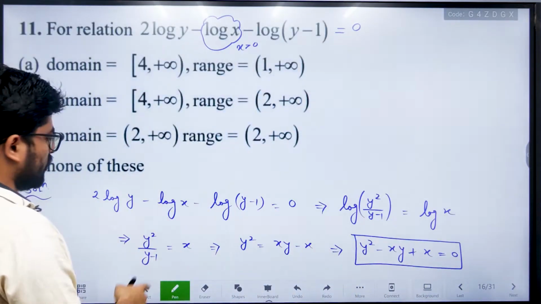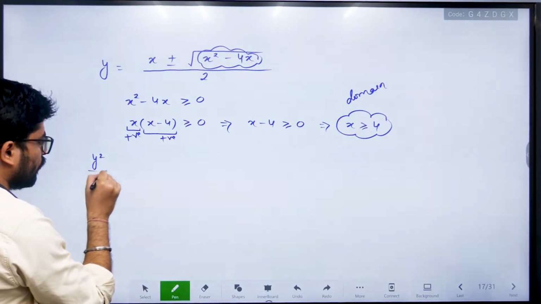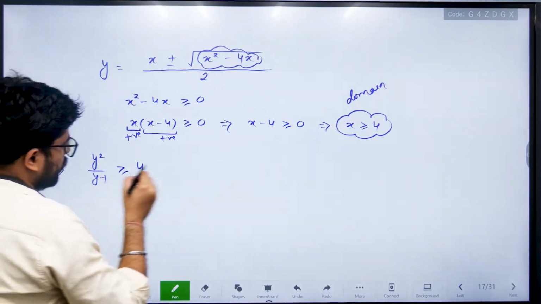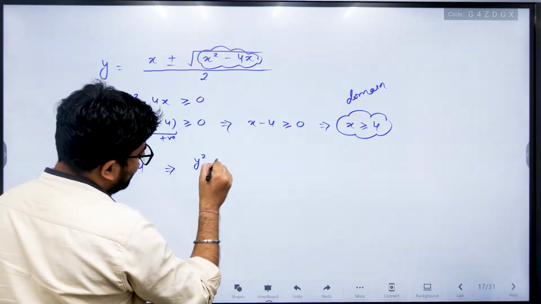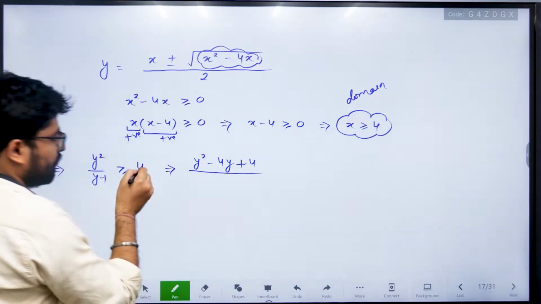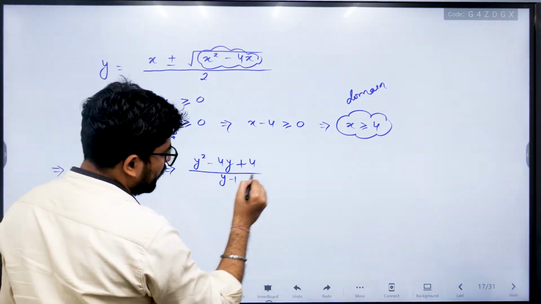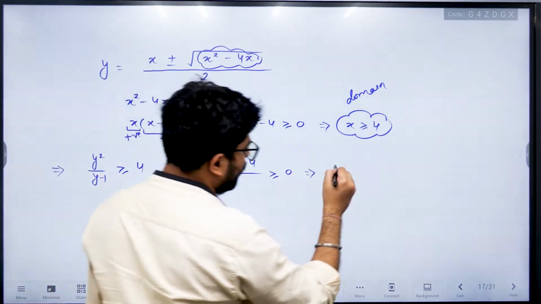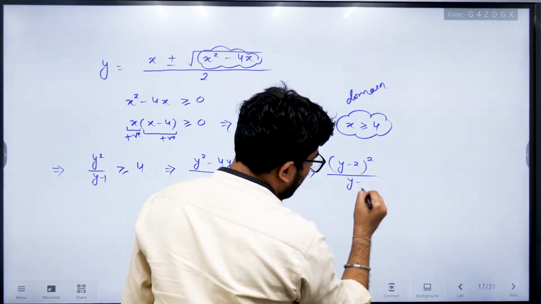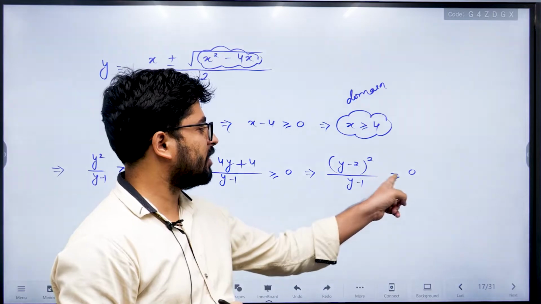Okay, now what about range? Now sir, x is y square upon y minus 1, and that thing is greater than or equal to 4. If you simplify this, taking 4 to the left hand side, you will get y square minus 4y plus 4 upon y minus 1 greater than or equal to 0. So when you simplify it, you will get y minus 2 whole square divided by y minus 1 greater than or equal to 0.